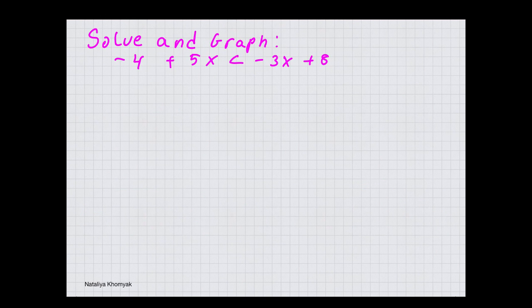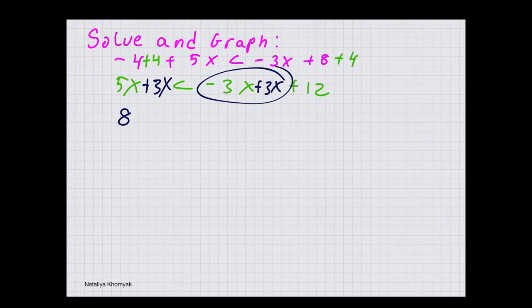Solve and graph. Negative 4 plus 5x less than negative 3x plus 8. So the first thing, I'm going to move all the numbers to the right. Plus 4, we have 5x less than negative 3x plus 8 plus 4, 12. I'm going to move all the x's to the left by adding 3x to both sides. This is a 0, so we have 8x less than 12.